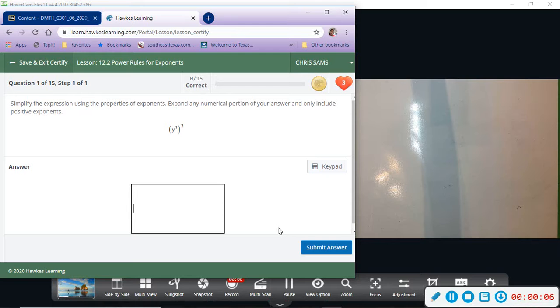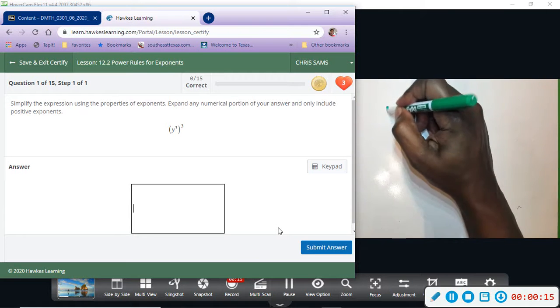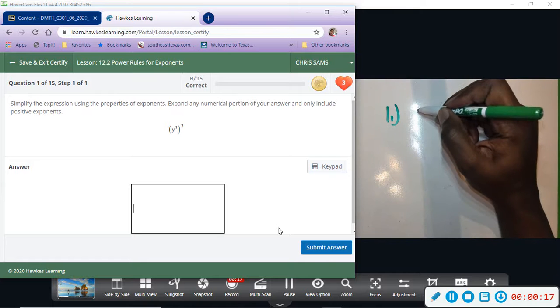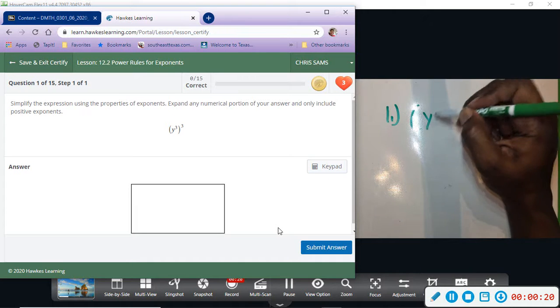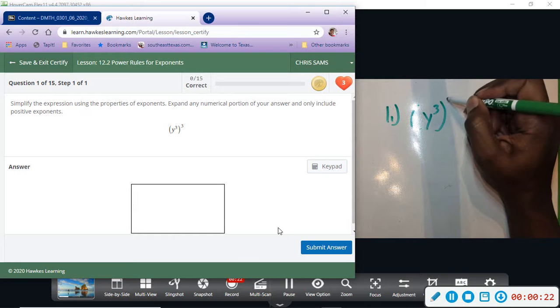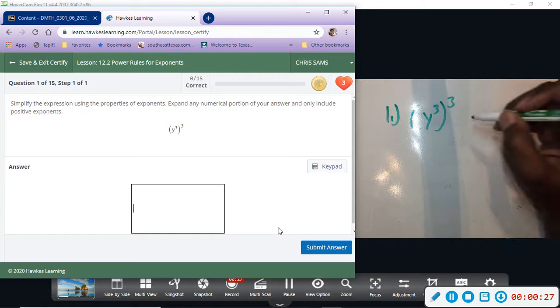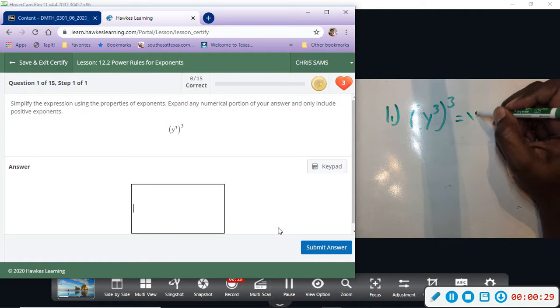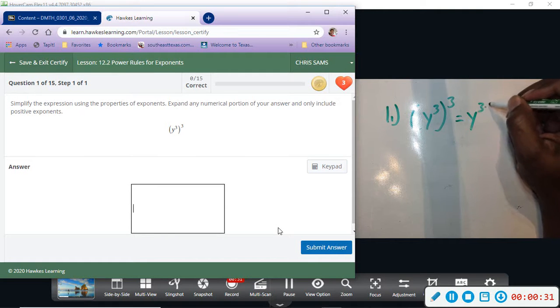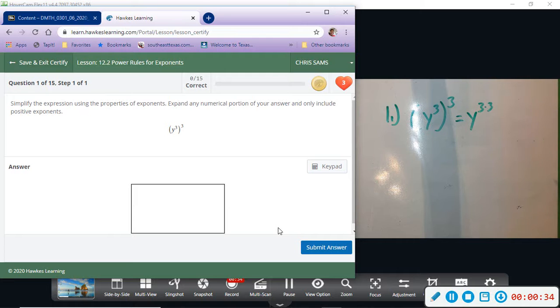Okay, in the previous section, 12.1, we talked about some of the rules of exponents. This section we're going to be looking at the power rule. The power rule just says if you have an exponent already, which you can see on the inside, and you have another one on the outside, you will multiply those two together. So this is the same thing as saying y to the third power, and that power is being multiplied by 3. So 3 times 3, we get y to the 9th.